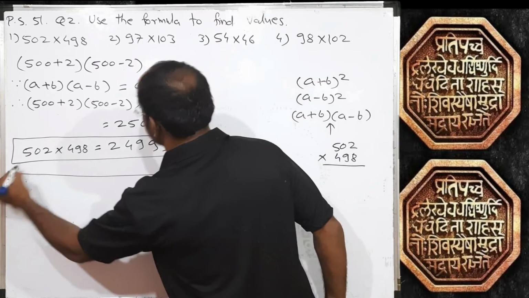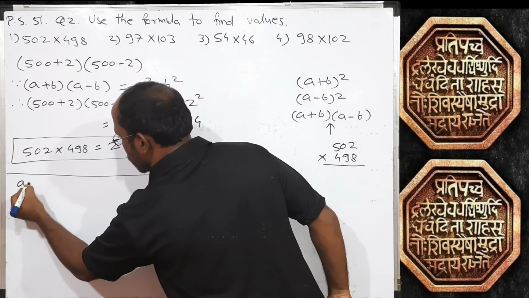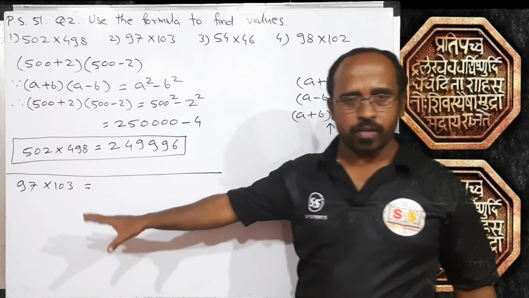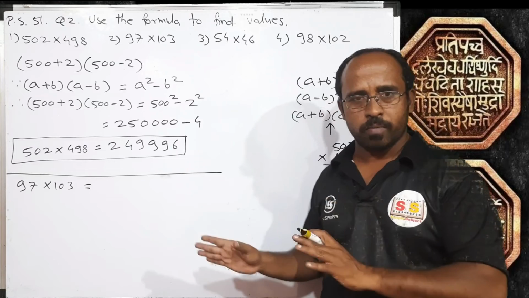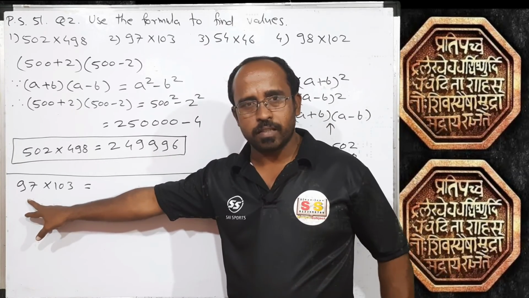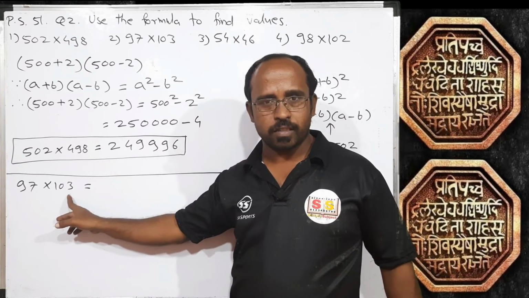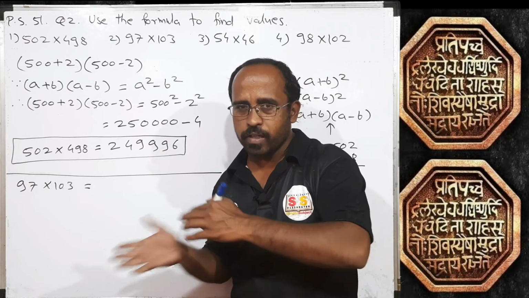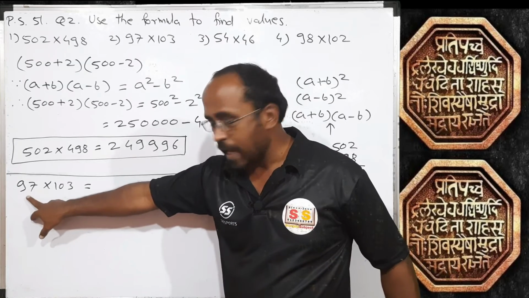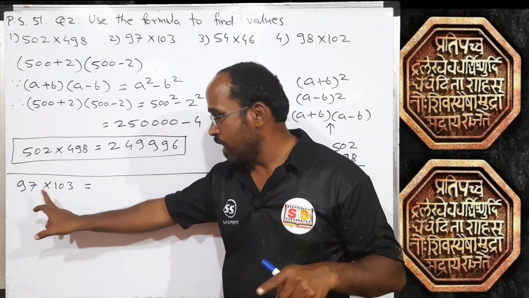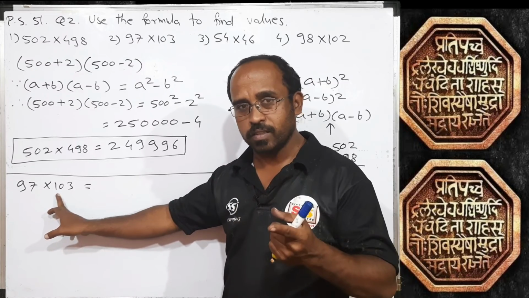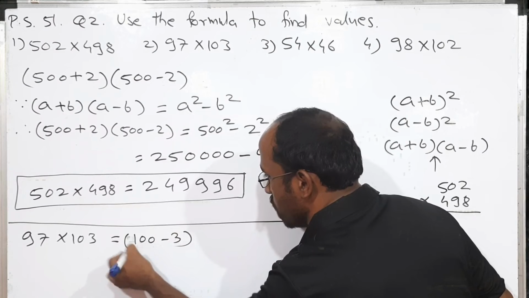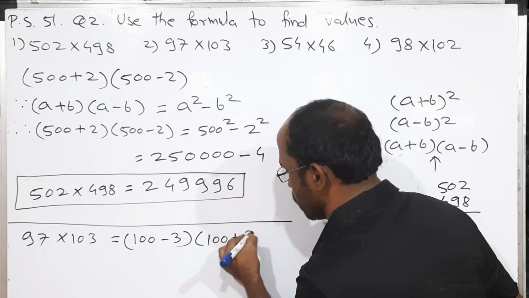Question number 2 is 97 multiplied by 103, which is equals to, it's clear we have to use the formula of a plus b into a minus b. So 97 can be written as 90 plus 7, but 103 can't be written as 90 minus 7. So can we do it in reverse manner, like 97 can be written as 100 minus 3 and 103 can be written as 100 plus 3, right? So this can be written as 100 minus 3 multiplied by 100 plus 3.